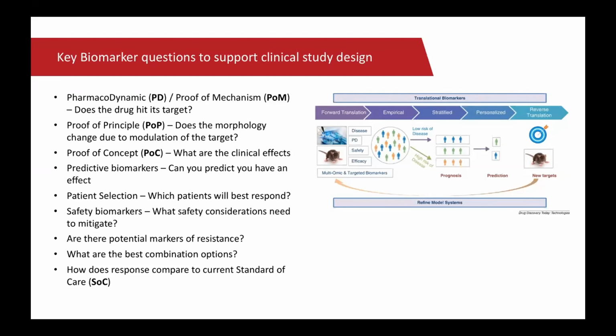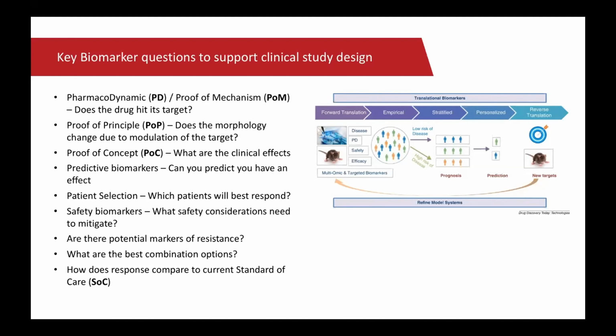Could you go in at a half dose because you know that you're already wiping out your target at that point? Markers like proof of principle are things like proliferation markers, for example, or cell death markers. So do you have a downstream effect by hitting that target? Are you able to modulate the morphology of your disease? And then things like proof of concept. What are the clinical effects? Is your patient actually responding to that drug?